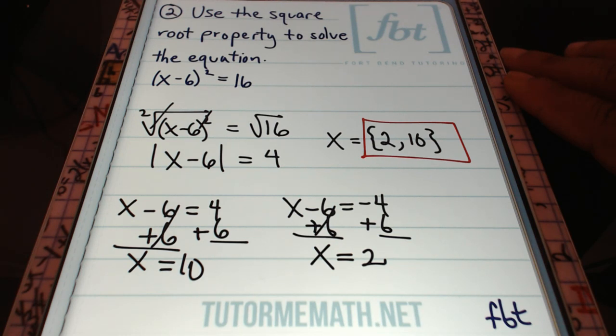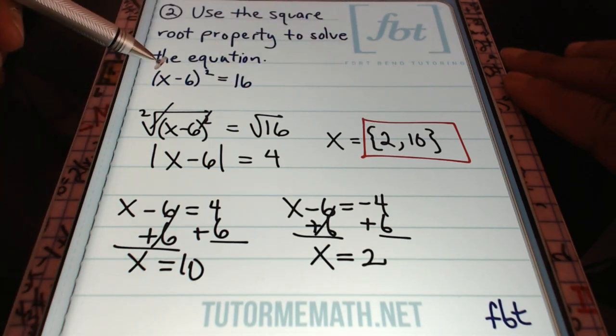And just to let you know, okay, that if we plug in 2 into our original equation, 2 minus 6 is negative 4.